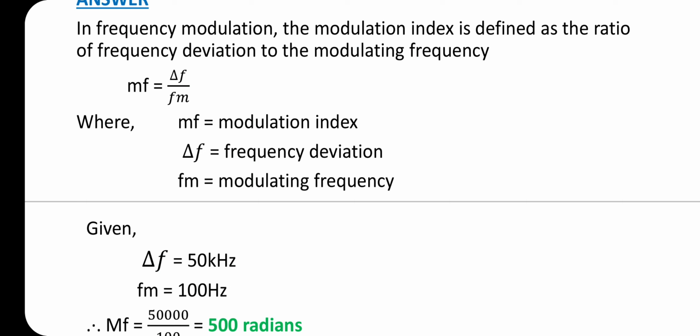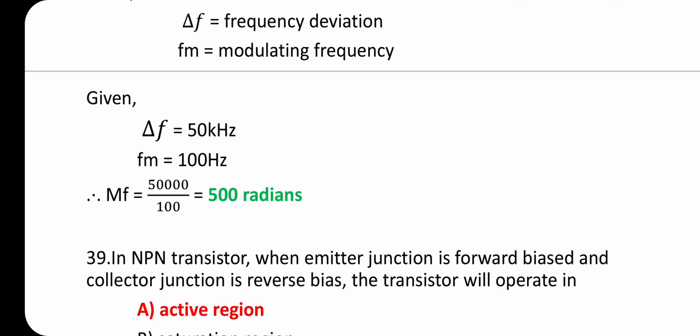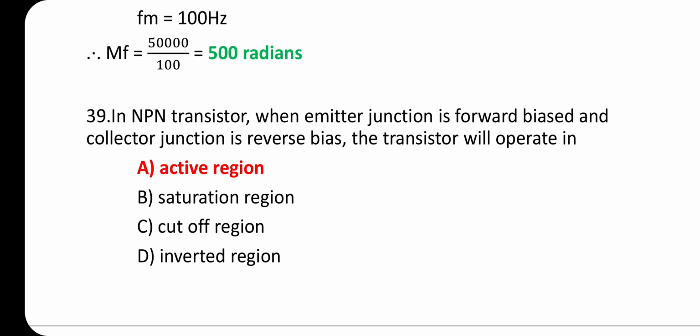In frequency modulation, the modulation index is defined as the ratio of frequency deviation to the modulating frequency. MF equal to delta F divided by FM, where MF is the modulation index, delta F is the frequency deviation, FM is the modulating frequency. Given delta F equal to 50 kHz, FM equal to 100 Hz, after substituting these given values, we get MF equal to 500 radians.